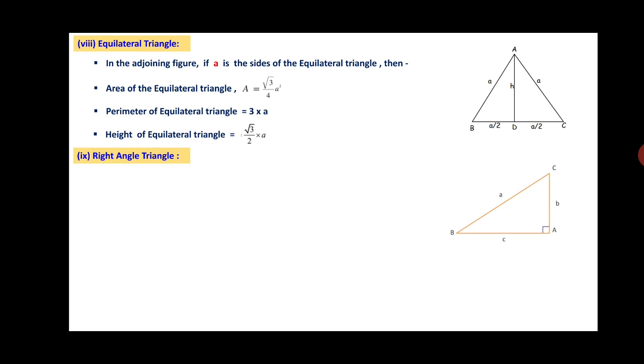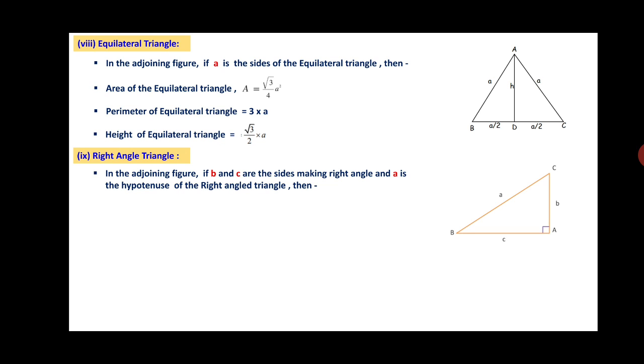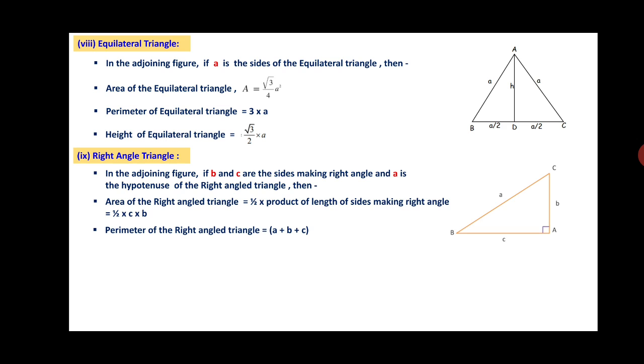Right angle triangle, you can see in the adjoining figure triangle ABC. A, B, C are its sides. If B and C are the sides making right angle and A is the hypotenuse, then area of this right angle triangle is equal to half into product of the lengths of sides making right angle, that is half into C into B. Perimeter of this right angle triangle is equal to A plus B plus C.